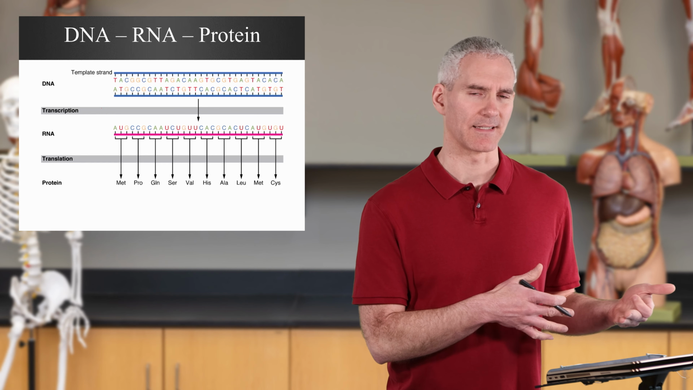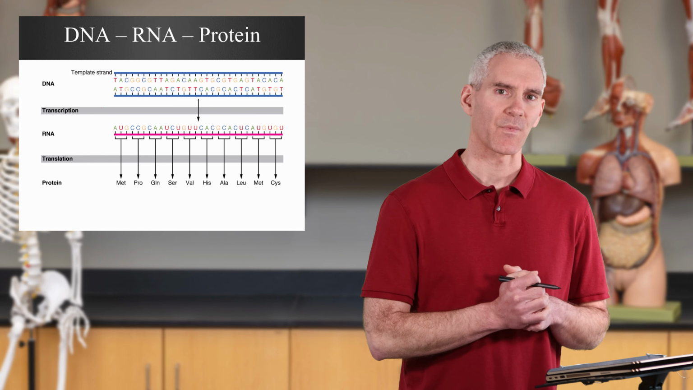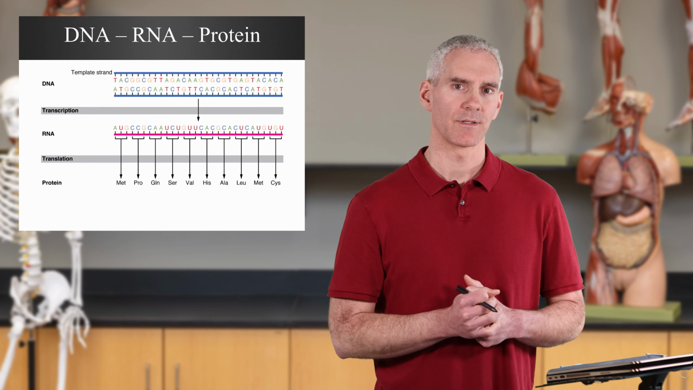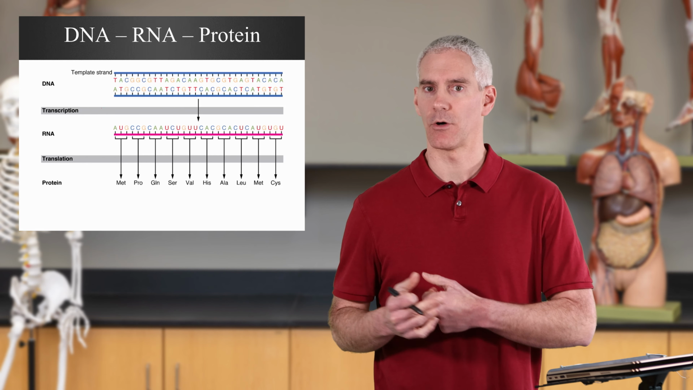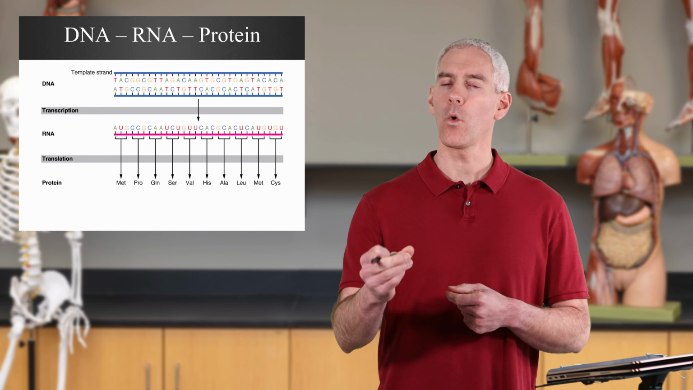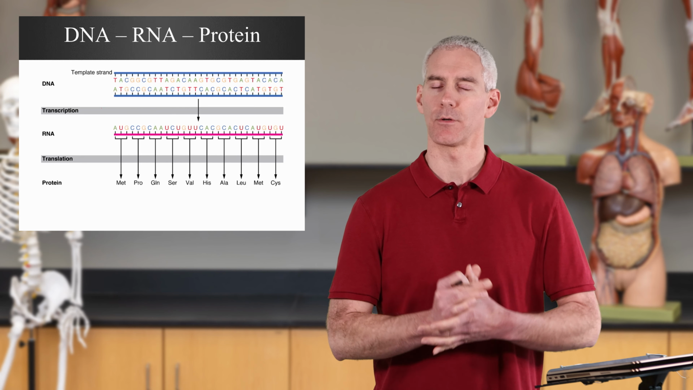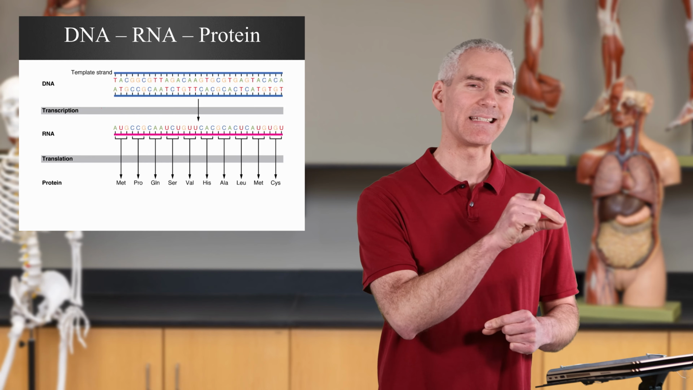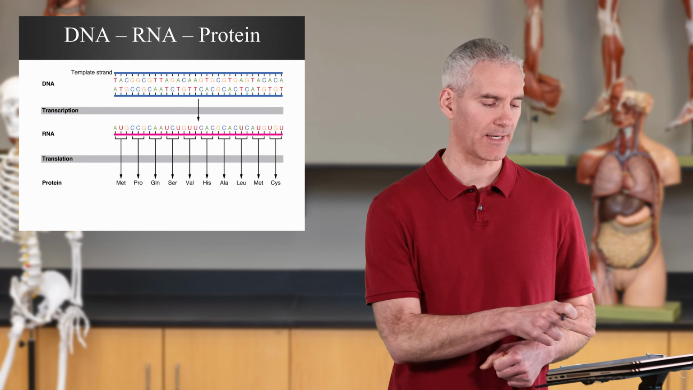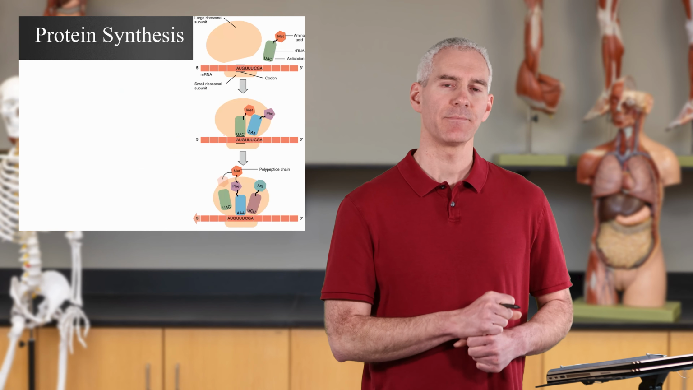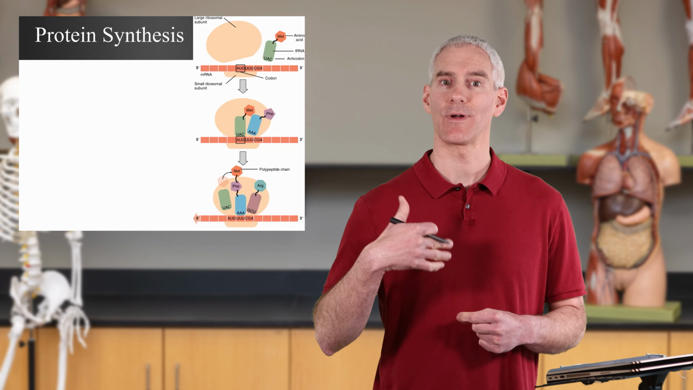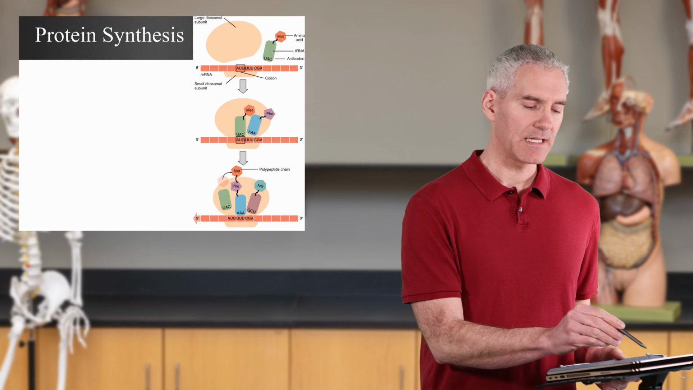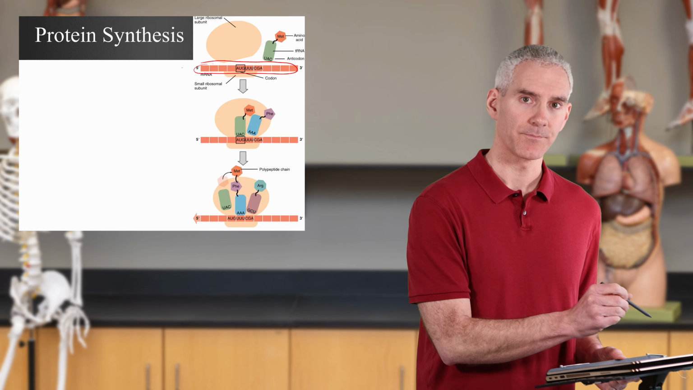But then we're not done yet. That messenger RNA needs to leave the nucleus. It's going to leave through those nuclear pores and head out to either a ribosome of the rough ER or a ribosome that's floating around, a free ribosome. It's those ribosomes that can take this messenger RNA strand and translate it. So you can see here this is the messenger RNA, this strip.